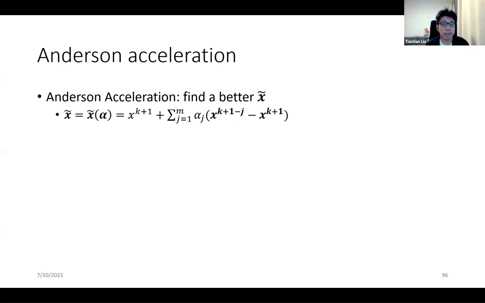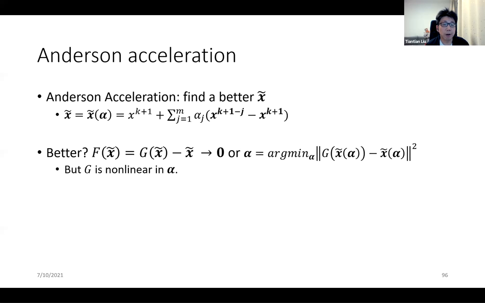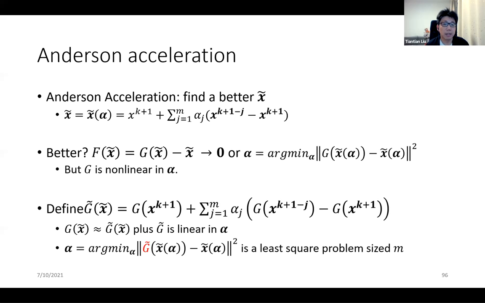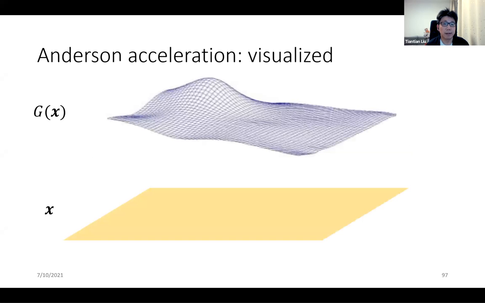The goal of Anderson acceleration is to reduce the residual as much as possible. But now, since g is a nonlinear function in the weight parameter alpha, solving this problem is not easy. To approximately solve it, we can further define another g tilde function, which linearly combines alpha with g(x) instead of x itself, so that reducing the modified residual becomes a least squares problem in terms of f here.